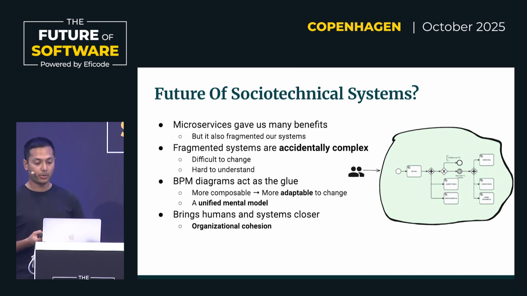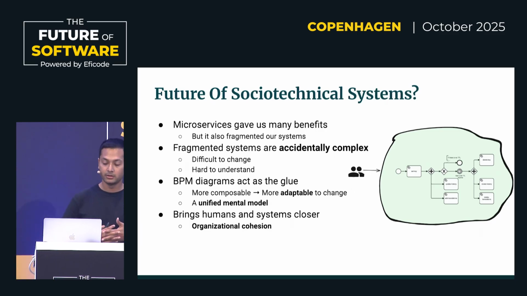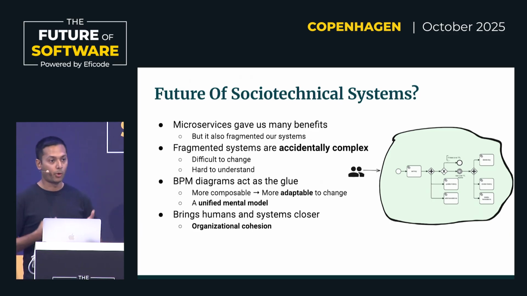And that really is the power of diagram-driven development, because it brings systems and humans closer together to build an organizational cohesion so that we could really solve the problems that we want to solve and not get stuck with problems like coupled systems or re-implementations. And that's why I would argue that the future of sociotechnical systems, if not BPM, has to do with solving fragmentation.